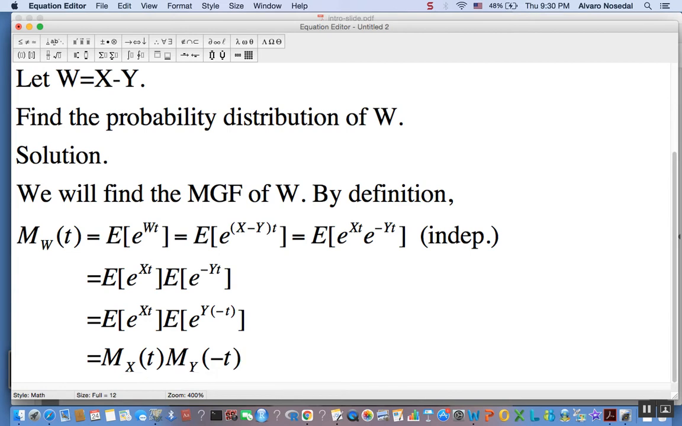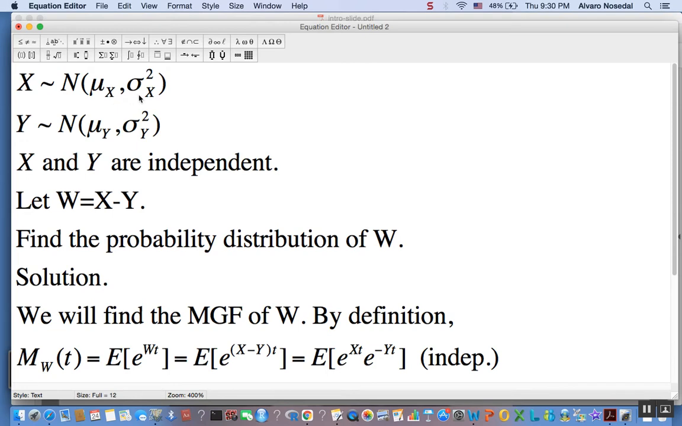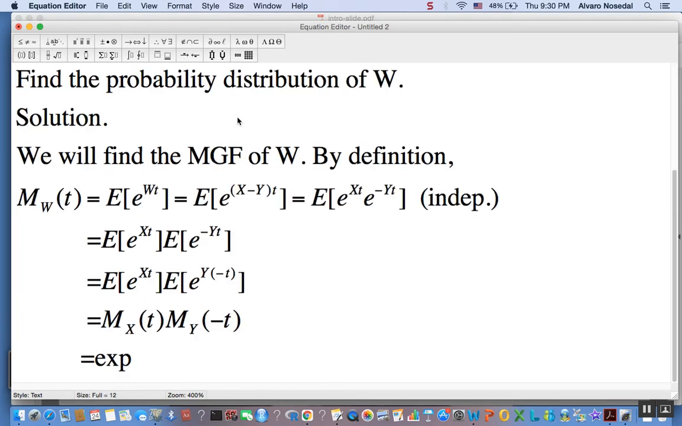Now we know, from what we know about our probability courses, from STA313 for instance, that the MGF for a normal with mean mu X and variance sigma squared X is going to be this.